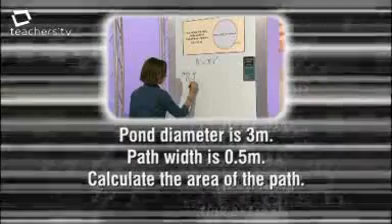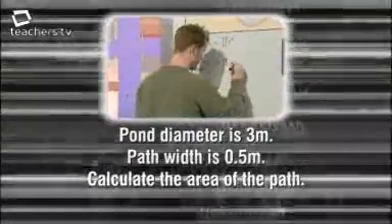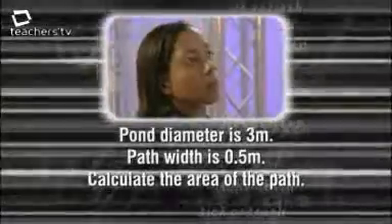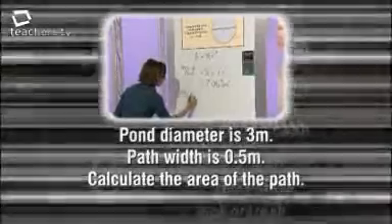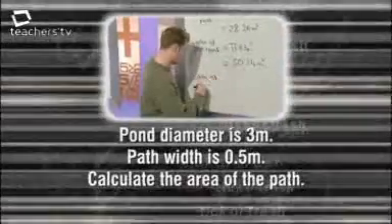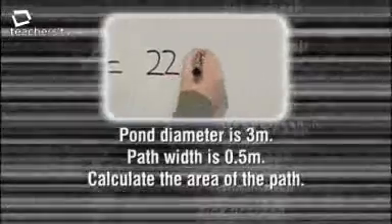Go. The diagram shows a circular garden pond. The diameter of the pond is 3 metres. It is surrounded by a path 0.5 metres wide. Calculate the area of the path to 2 significant figures using 3.14 as the value of pi.